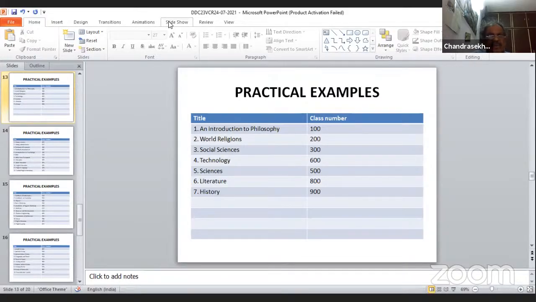You will come across such terms as basics of philosophy, fundamentals of philosophy, textbook of philosophy. Like that, the titles may have different, insignificant terms. So you take the significant word, the words indicating the subject area.